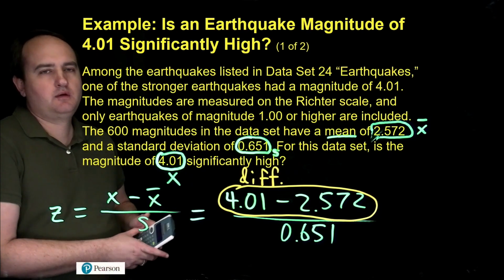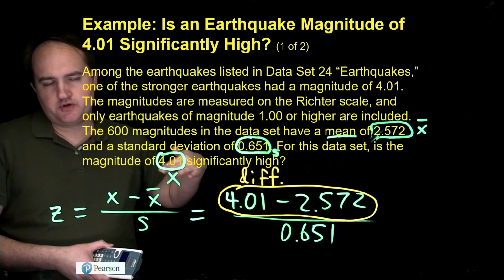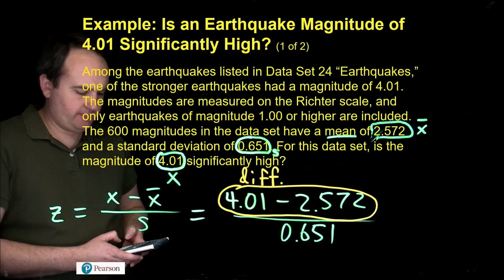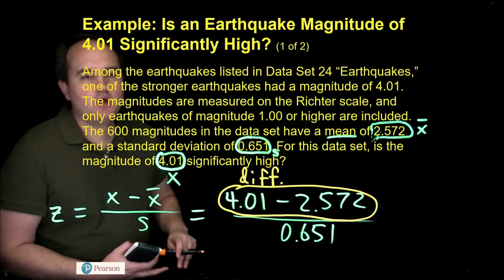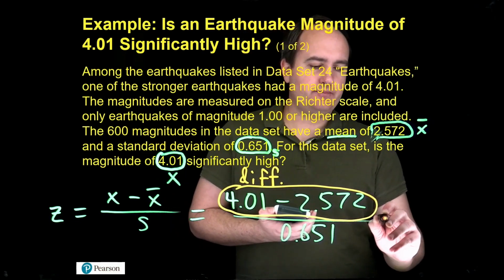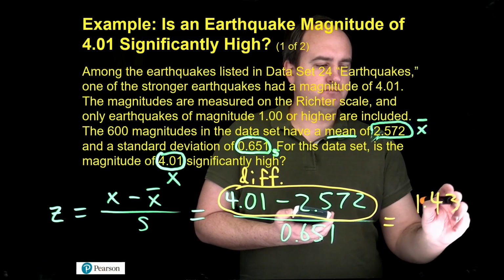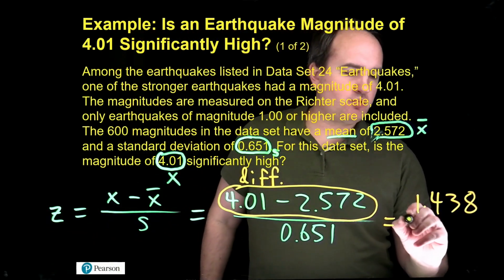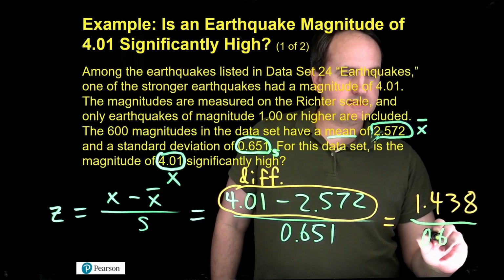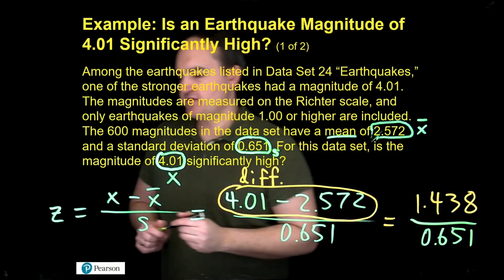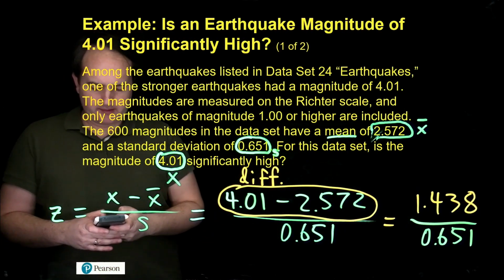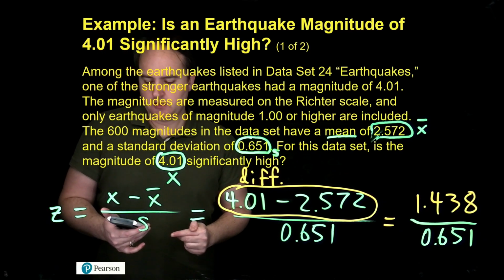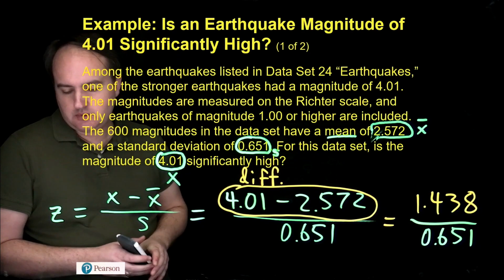To do your homework, you would just type the numerator in first in your calculator. So 4.01 minus 2.572 gives us a difference of 1.438. And then we still have to divide. So we have 1.438 over 0.651. We want to do that division on a calculator. That should give you 2.208 for your z-score.